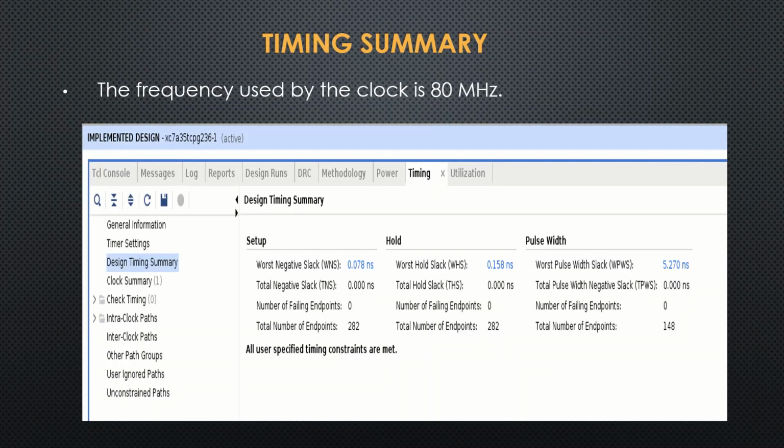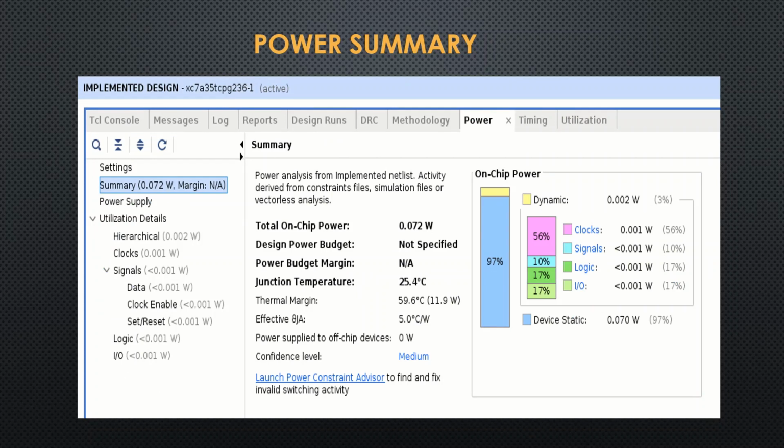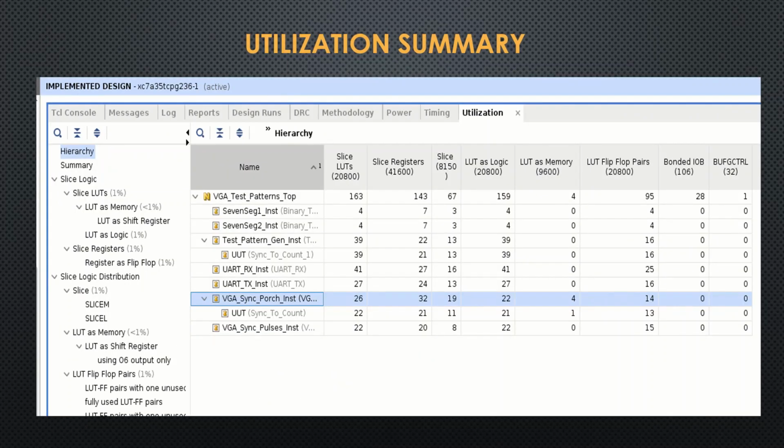These are some of the summaries generated by Vivado. The frequency used by the clock is 80 MHz, and these are some of the timings of the clock called setup, hold, and pulse width. This is the power summary that basically shows the power consumed by the FPGA board while simulating the results. The total on-chip power was 0.072 watt. This is the utilization summary that basically shows all the slice registers, lookup tables, and flip-flops being used while simulating, and these will be used while implementation on hardware.